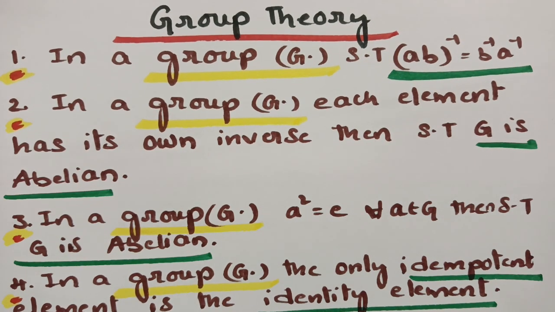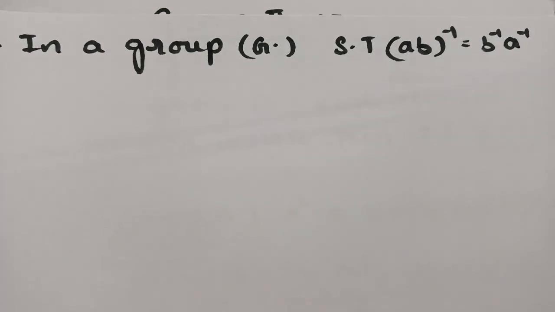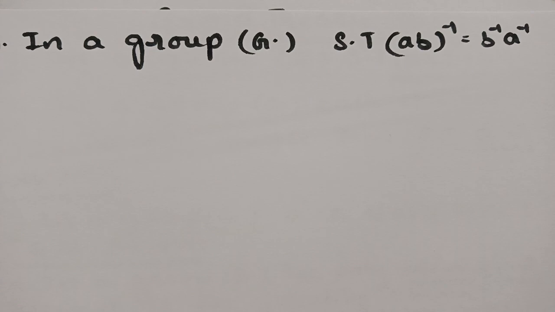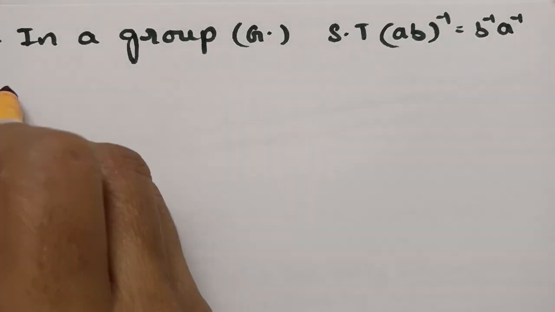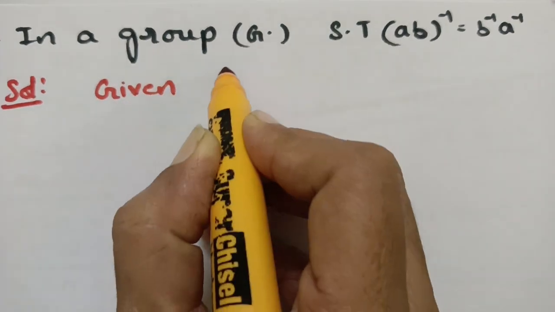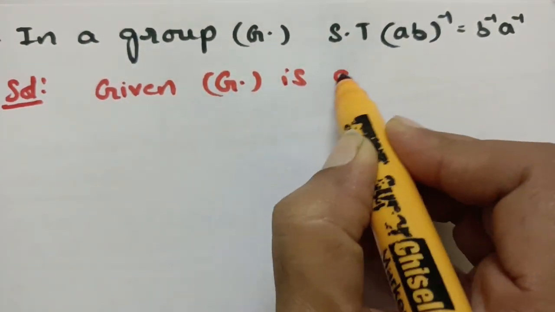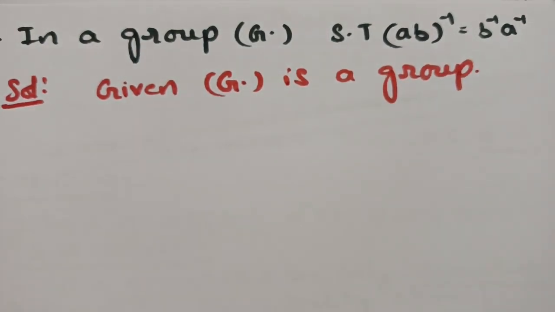So let's get started to solve the first question here. So here it is given that G is a group. So if it is a group, it already satisfies four properties: closure, associativity, identity, and inverse. And we have to use all the four properties, and we have to show that (AB) whole inverse is equal to B inverse into A inverse. See how easy it is. So what is given? Given (G, ·) is a group. Clear? If it is a group, it is very clear that it satisfies closure, associativity, identity, and inverse.